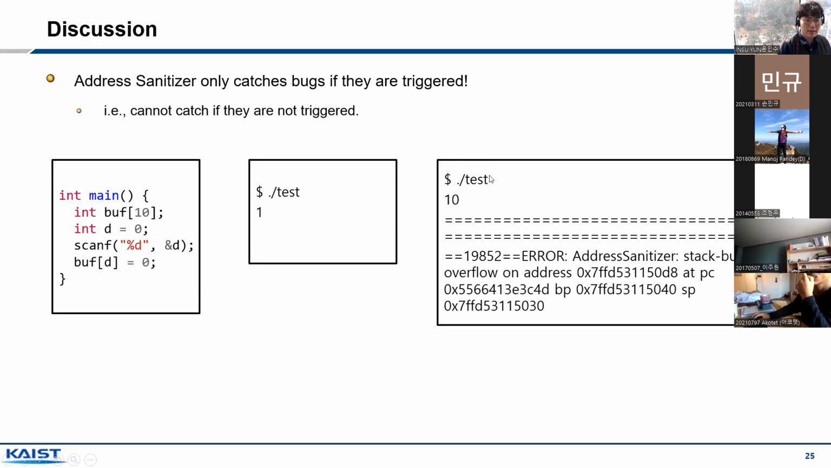So to detect the error, you should give some input that triggers the bug. For example, if you give 10, then address sanitizer says that the stack buffer overflow happens. This shows the limitation of the address sanitizer as a dynamic analysis tool. So it cannot catch all the potential errors if you cannot trigger those.